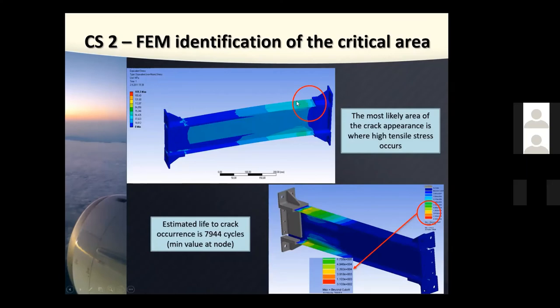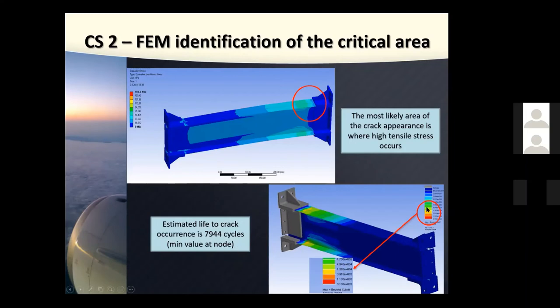Okay, so first we did this simulation to find a critical zone, and then we used SN methods for fatigue life estimation to estimate the time to crack occurrence. Here, using ANSYS, we estimated that a crack will appear after approximately 8,000 cycles. And that was the minimum value at the node.